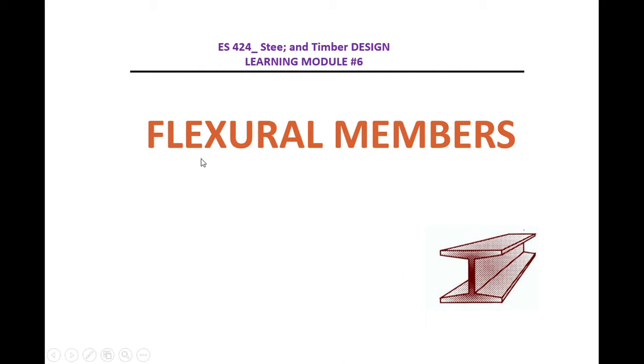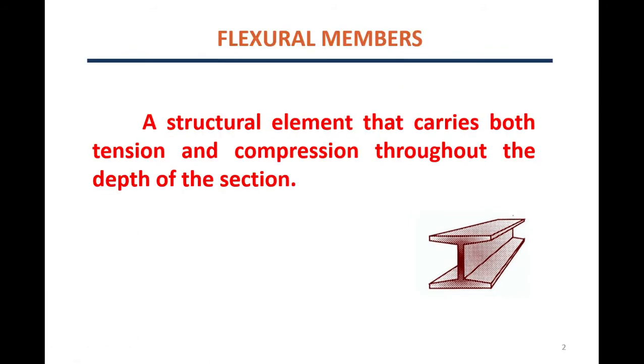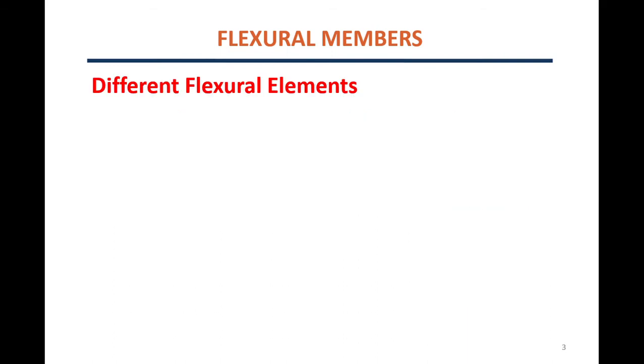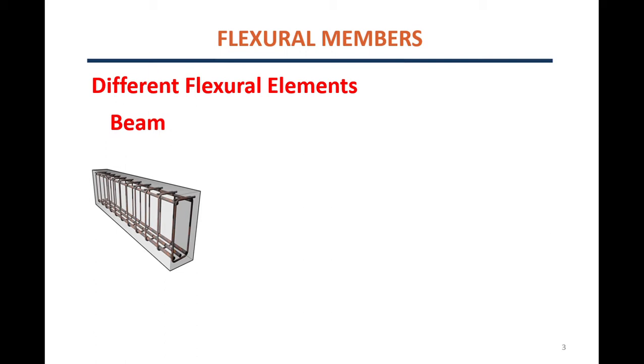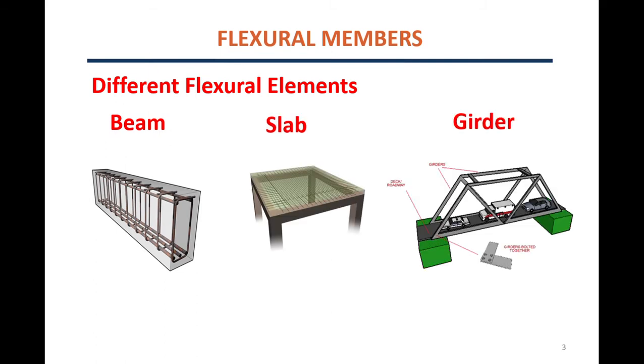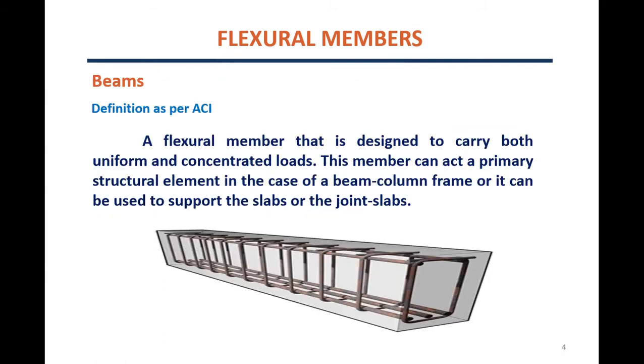So we have here the flexural members. We're going to discuss the flexural members. These are structural elements that carry both tension and compression through the depth of the section. We have different flexural elements: beam, slab, and girder. For beams, a flexural member is designed for both uniform and concentrated loads.